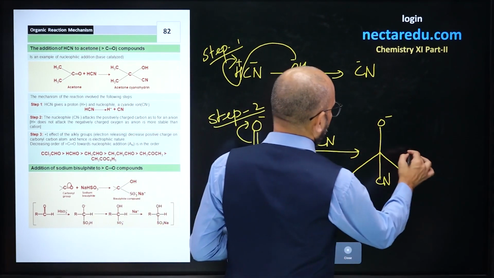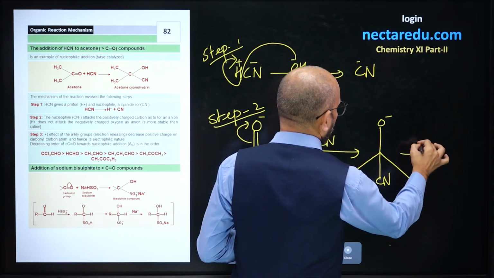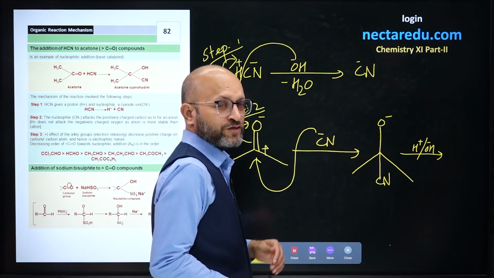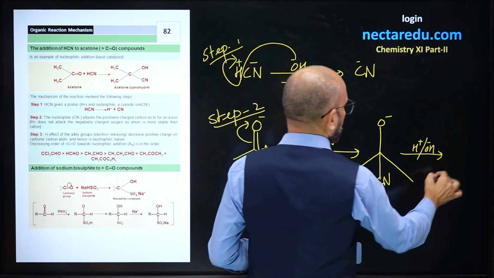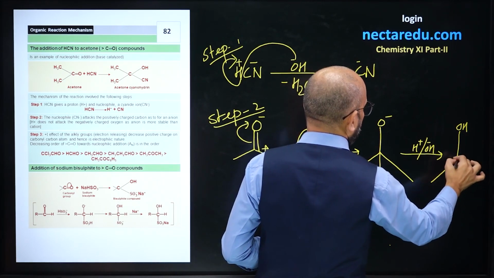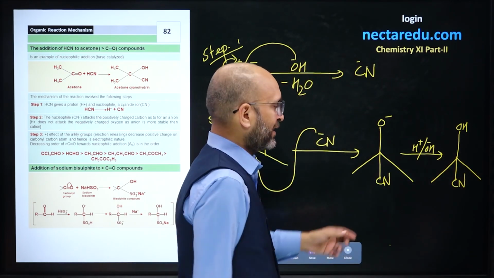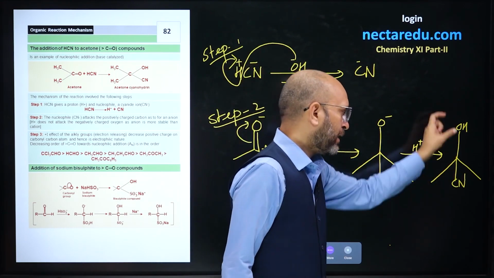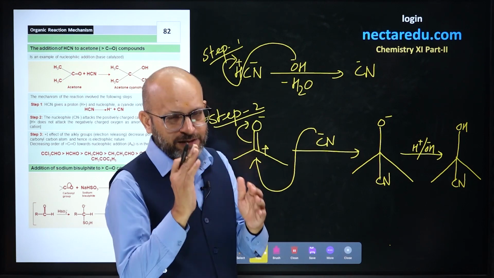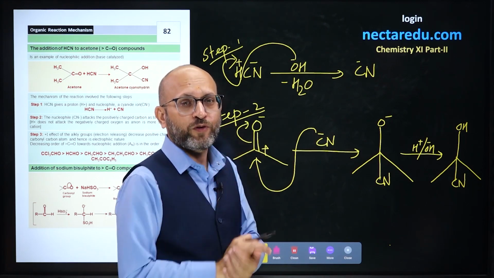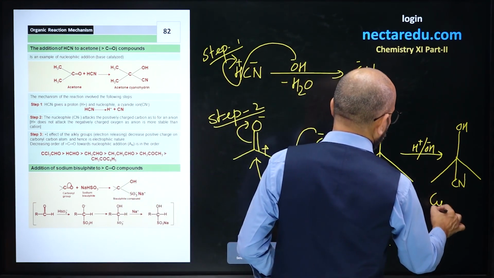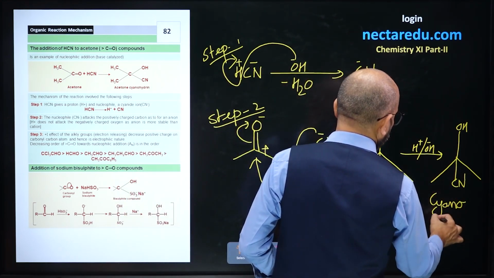Now we can have hydrolysis. What will happen is this H plus will attach to O minus and you get this product, OH at the top, cyanide at the bottom. Now OH group is present and cyanide is present. So such compounds which have cyanide and OH both are called cyanohydrin. So this compound is known as cyanohydrin.